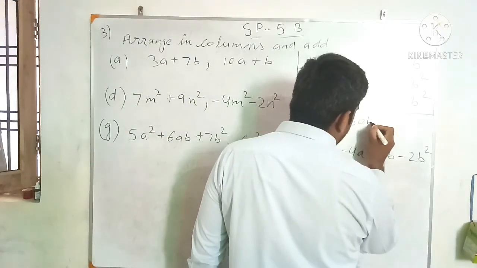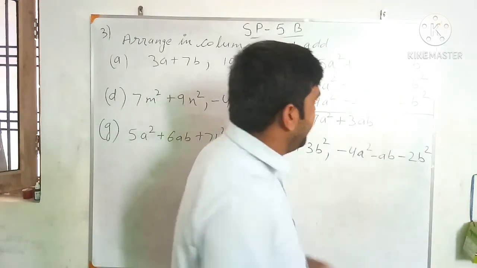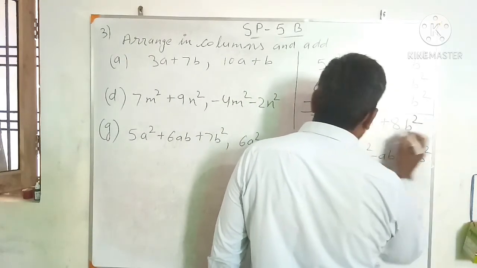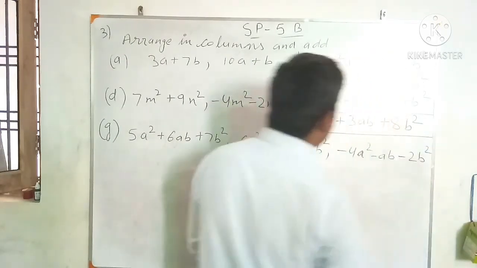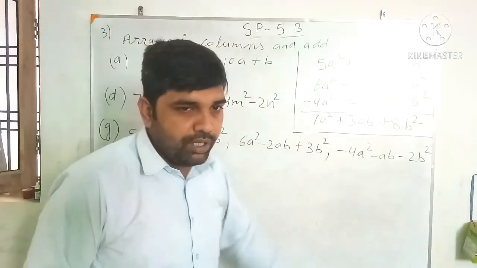See here, 7 plus 3 is 10, 10 minus 2 is 8. The answer will be plus 8b square. So this is the final answer which we got: 7a square plus 3ab plus 8b square when you add these 3 polynomials.